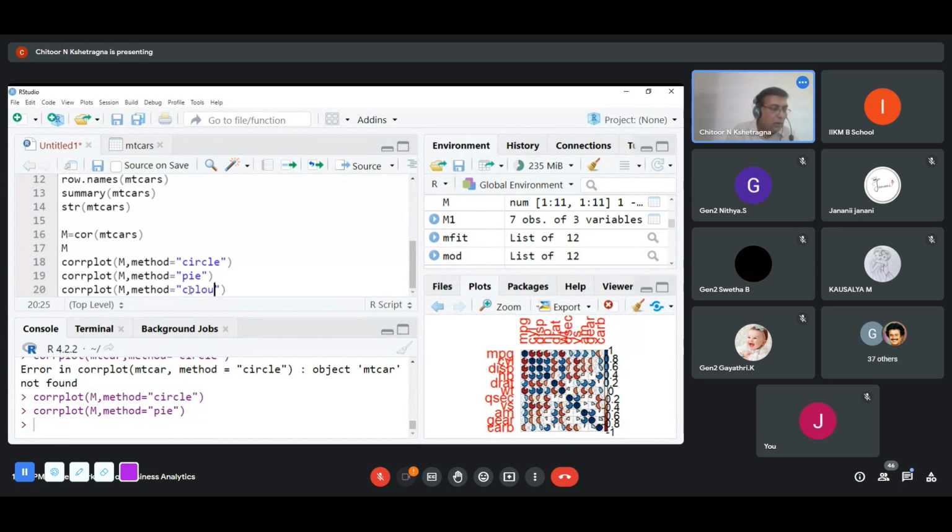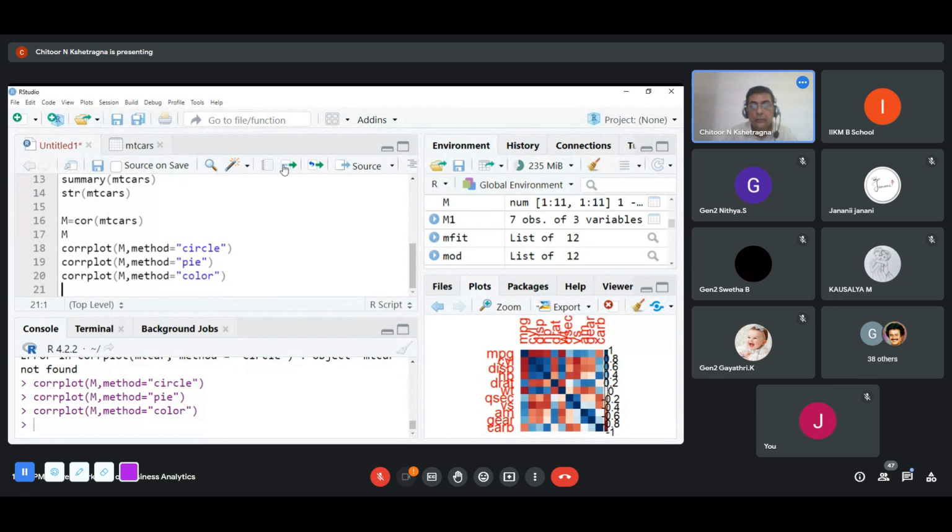Color. What is color? Okay, fine. That's an American spelling. Color. I run it. This is the color. Let me zoom and show it to you. See how beautiful it is. This is data visualization. The same data set, what I showed you, empty cars, I'm trying to find a correlation, right? And then I'm using different colors. I can do this here, or I can also show number, right?